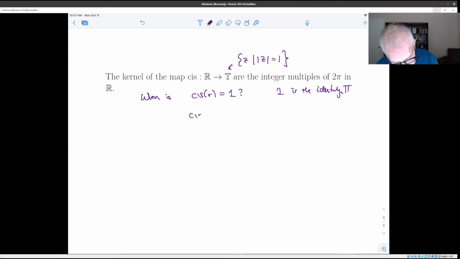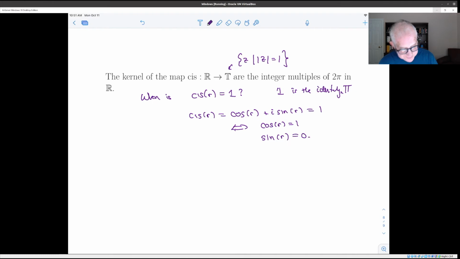Well, cis of R is cosine R plus i sine R, and that's equal to 1 if and only if the cosine of R is 1 and the sine of R is 0. And when does that happen? Well, if you draw a little picture here, the only time the cosine of R is equal to 1 and the sine of R is equal to 0 is if you happen to have gone an integer number of times around the circle.